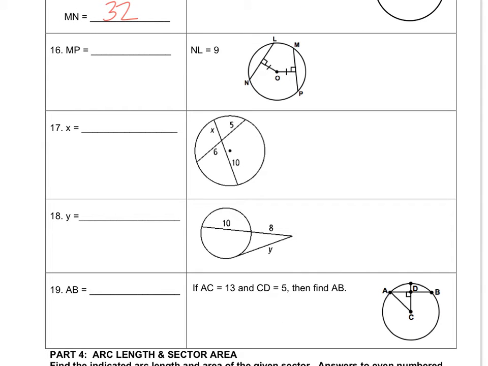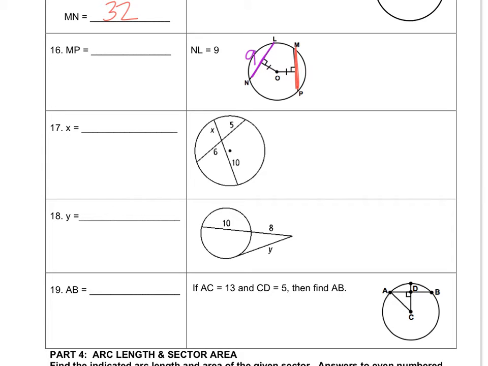Okay, 16 deals with another theorem. I know that NL is 9, so this chord is 9. So I'm thinking of different theorems that talk about chords, and I'm looking for M to P. Okay, if you look at your circle, you have your center, and you know that these two segments are congruent. How do you know they're congruent? Because you have that little tick mark.